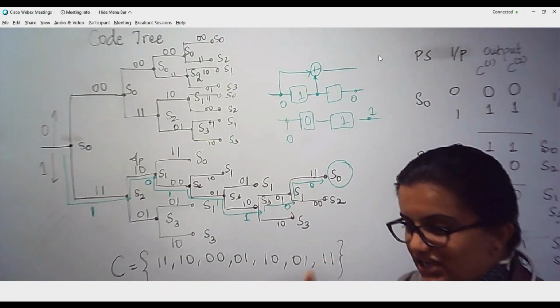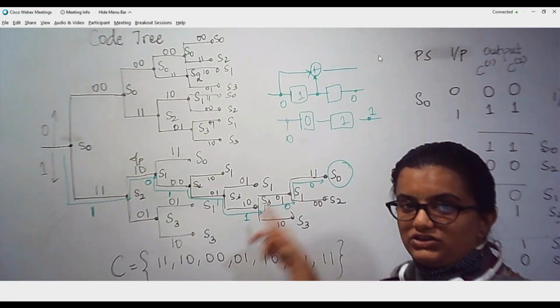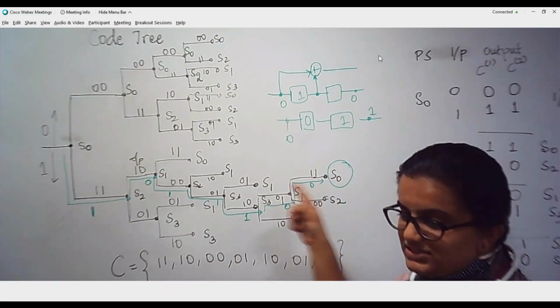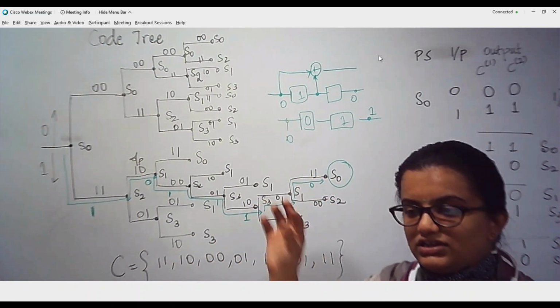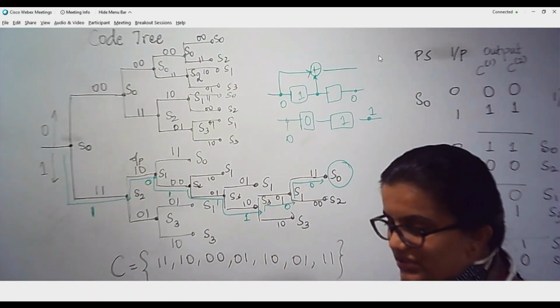If there were 3 memory elements, after the final bit, you are going to take 3 more transitions with all zeros as the inputs and then you are going to write the sequence. Please keep this in mind.